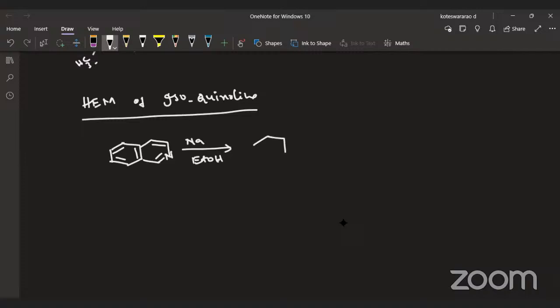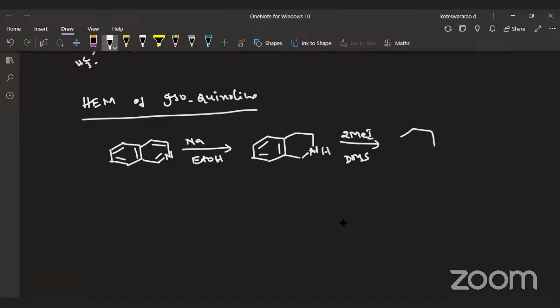Then it will undergo partial reduction of the rings. That means one of the rings will be completely reduced. That leads to the formation of a partially saturated isoquinoline, that is 1,2,3,4-tetrahydroisoquinoline. Then it is subjected to methylation, 2 molecules of methyl iodide in the presence of DMS.